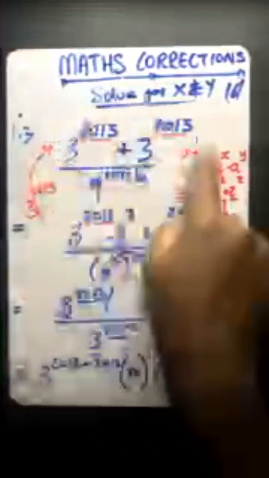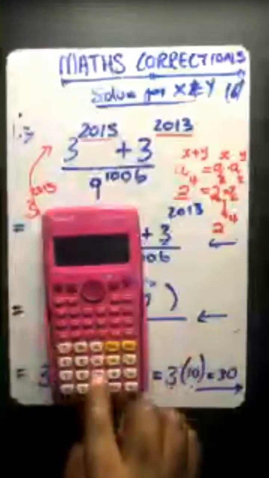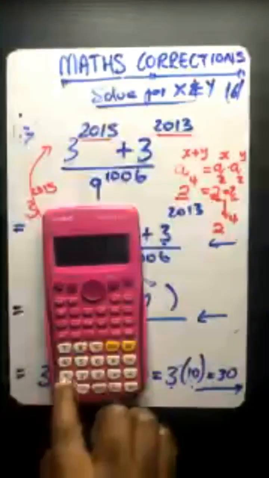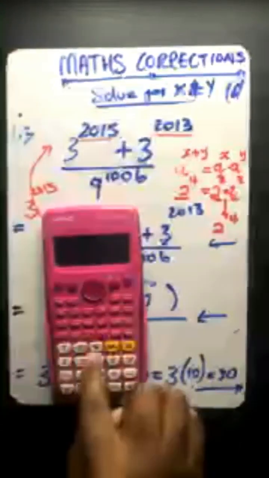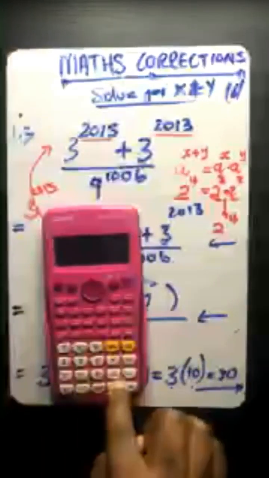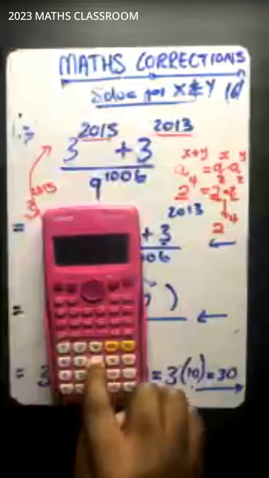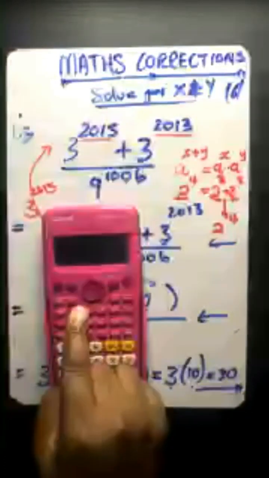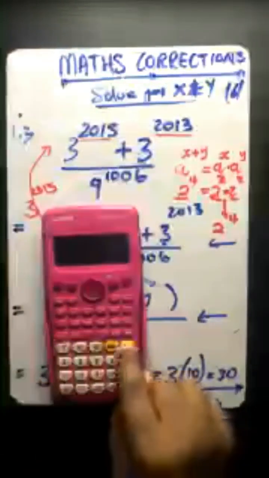For you to test it, try to punch all of that as it is on your calculator and check if it gives you 30. So let's see. 3 to the exponent 2015, you go down and say plus 3 to the exponent 2013. At the bottom, you say 9 to the exponent 1006. It's giving me an error. Let's see. Possibly because it's a big number.